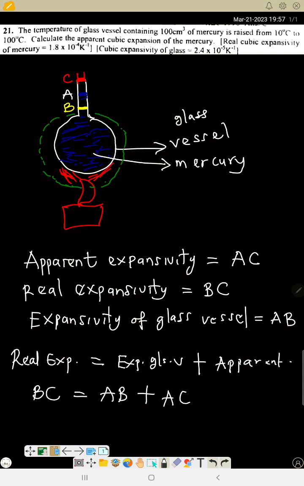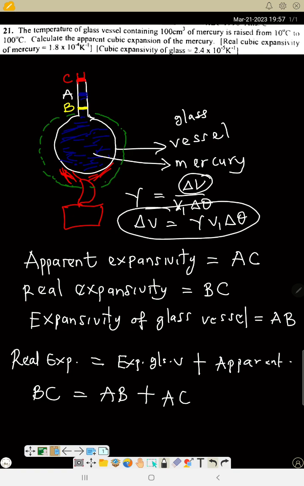Now, for the representation of cubic expansivity, real or apparent, we use gamma. Remember, we are talking about volume, and volume expansivity is gamma, which is change in volume over original volume, let's call it V1, times change in temperature. If you cross multiply, the change in volume is gamma V1 change in theta. So this is the formula for change in volume. That is volume expansion.